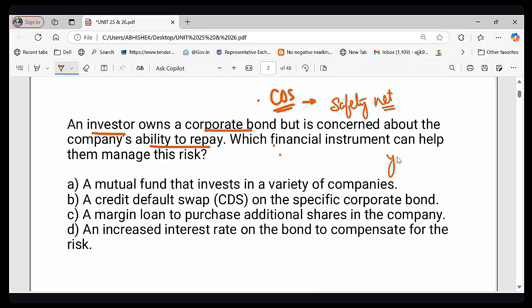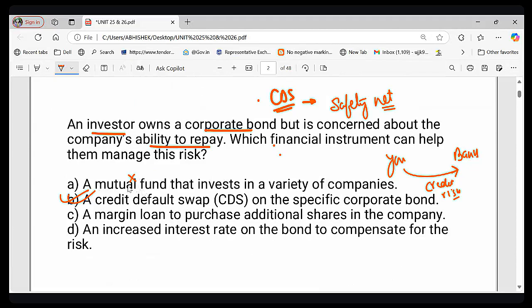So this is you and this is your bank, suppose, which is offering the CDS. So basically you are transferring the credit risk to the bank. So the correct answer to this question is option B. CDS is the correct answer.